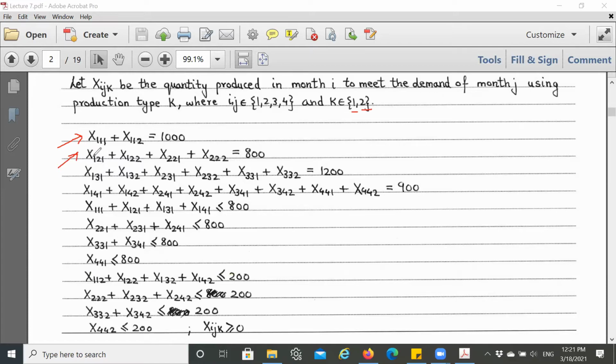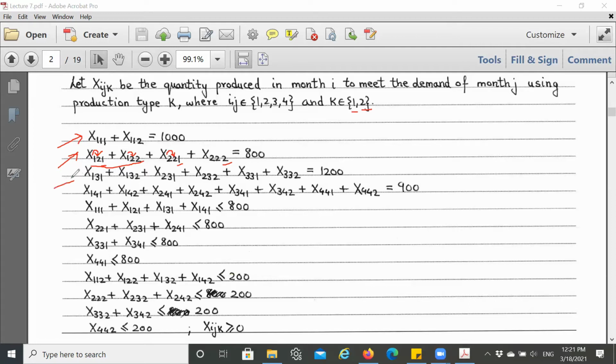Now let's look at the second one just to make it even more clear. The amount I produce in month 1 to satisfy the demand of month 2 using regular time, and the amount I produce in month 1 to satisfy the demand of month 2 using overtime, plus the amount I produce in month 2 to satisfy the demand of the same month 2 using regular and overtime. So this is like the carry ij that we had earlier, and this is the production for that particular month itself. And this should be equal to 800.